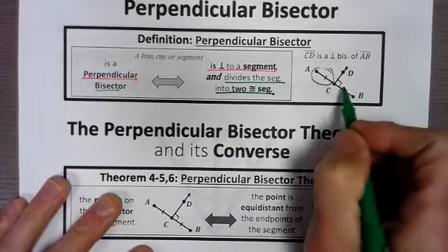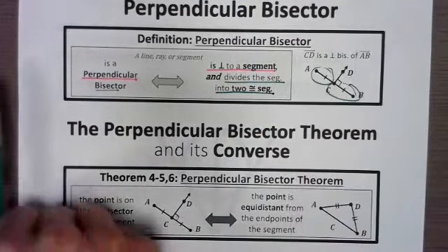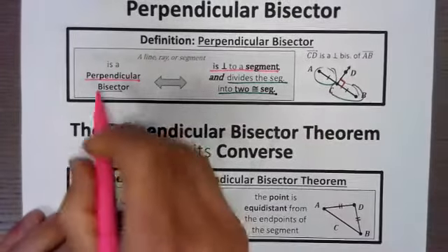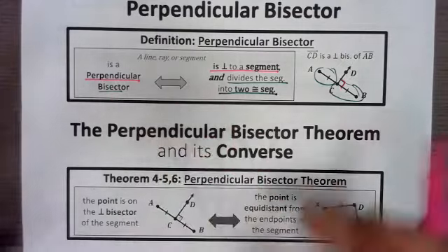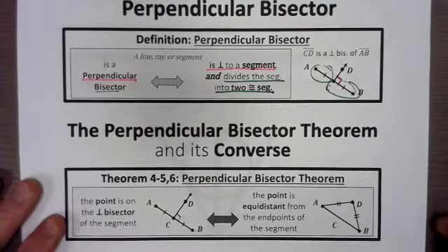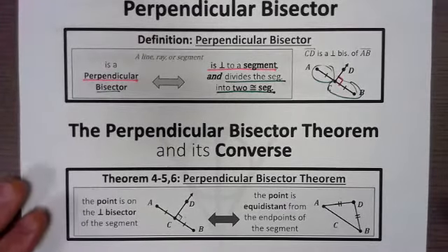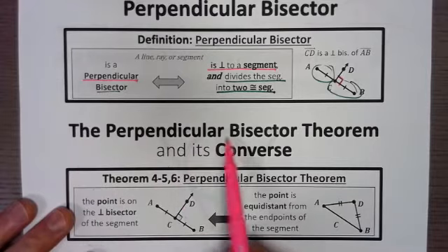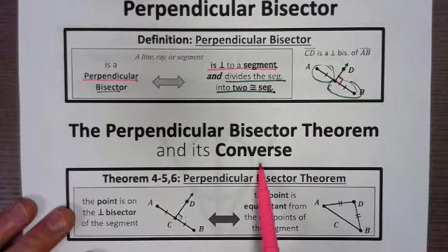So we've got our two equal segments here and here, and we have our perpendicular right here. So perpendicular bisector is a helpful name. It sounds like a mouthful, but the name of it is actually going to help us understand what that is. Okay. Now from there, we can get the perpendicular bisector theorem and its converse.